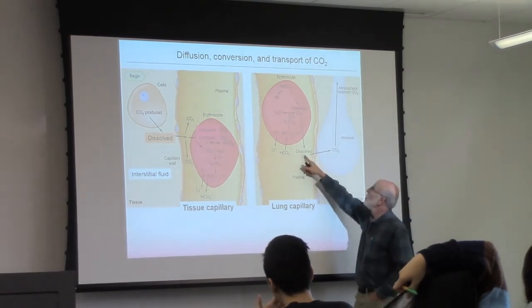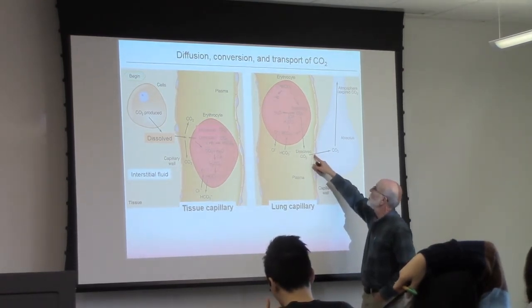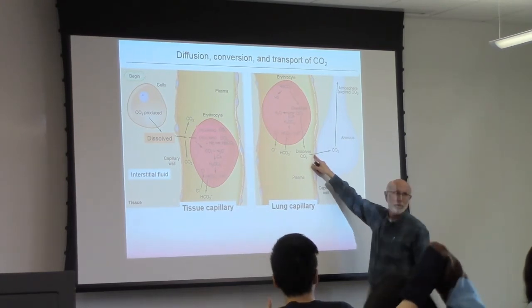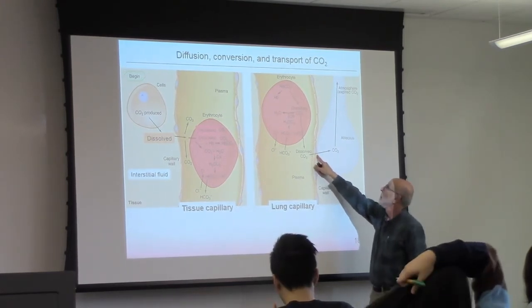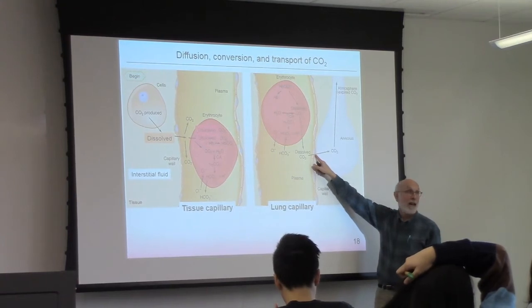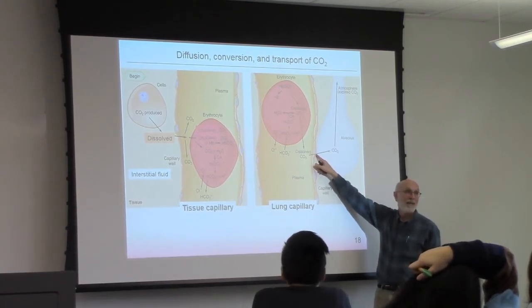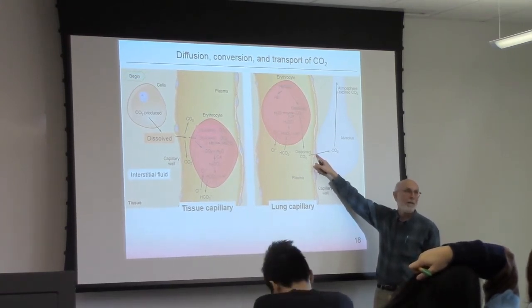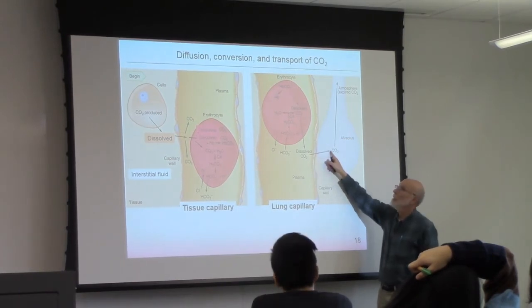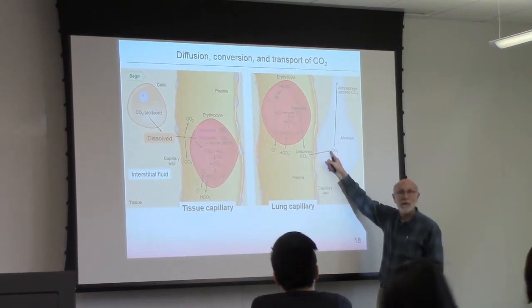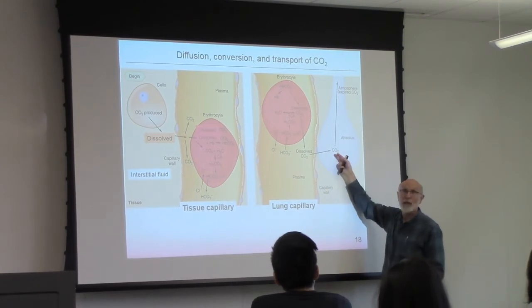Anyway, CO2 dissolves through the endothelium. Dissolves, there's a cell here. What's the name of this cell? Type 1 alveolar cell into CO2. I mean, now we're talking about CO2 gas.